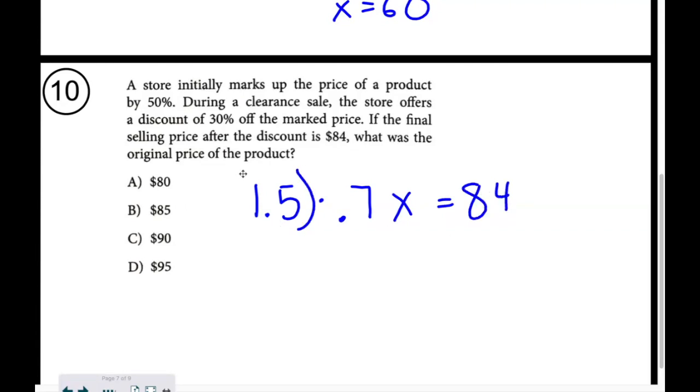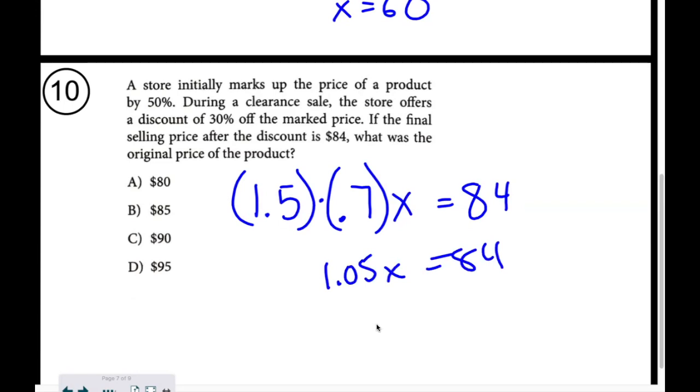All right, so let's do this and this. So we got 150%, right? 50% markup times 70% of it, which is a 30% discount of the original, is equal to the final. So you can just do 1.5 times 0.7, which is 1.05x equals 84. Divide each side by 1.05, and you end up with 80.